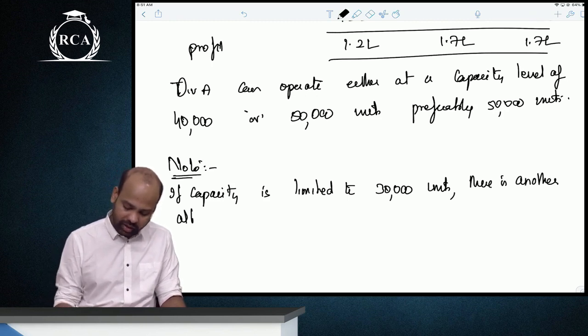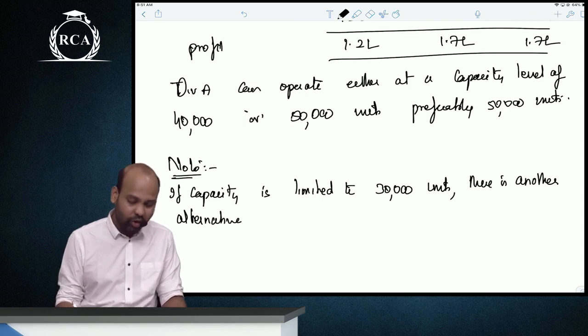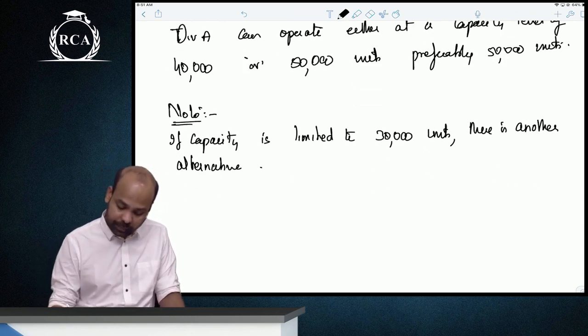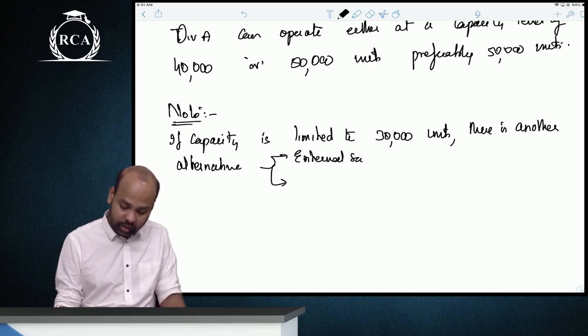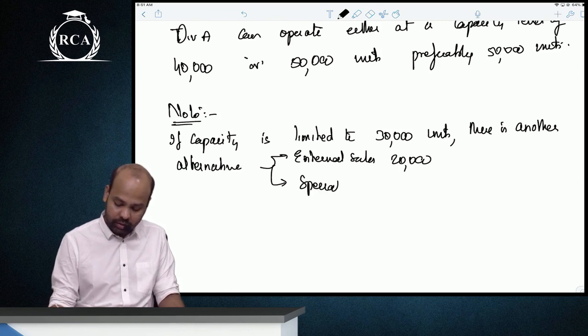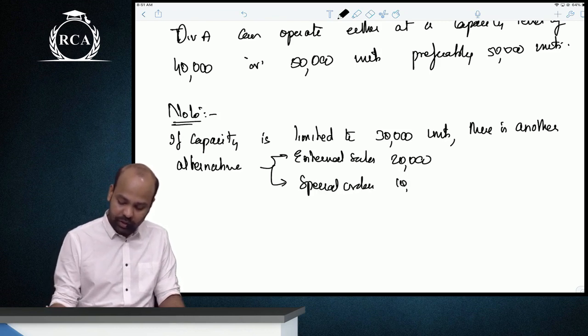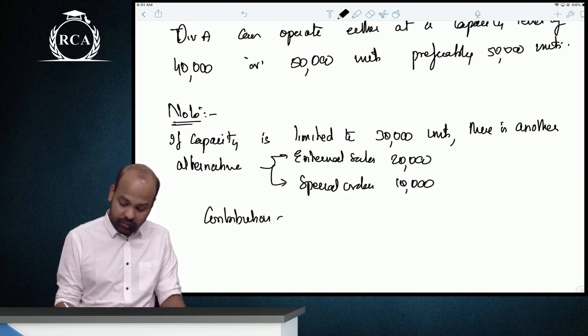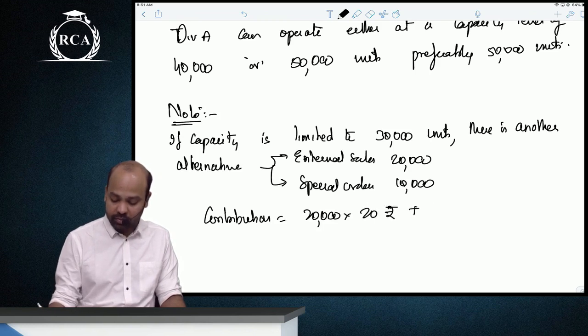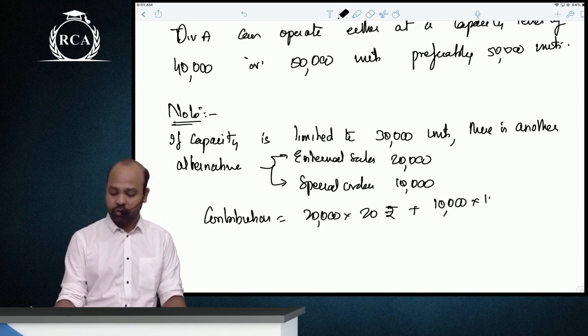This is not necessary, beta, but I am still writing the alternative, because we know that we are not even operating at 30,000 units. That is external sales, beta, because we know that external sales are 20,000 units and special order 10,000. My contribution from external sales would be 20 rupees per unit, whereas from special orders I'm going to get a contribution of 15 rupees.